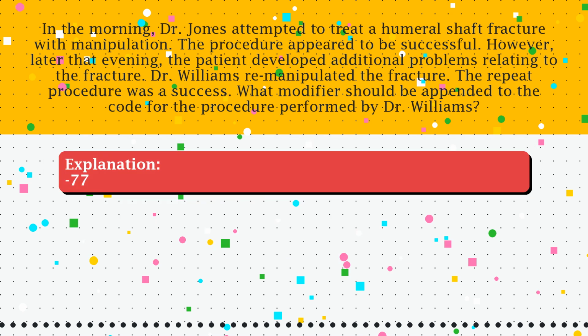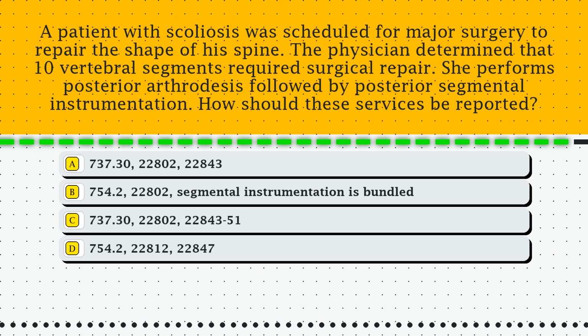Question 51. A patient with scoliosis was scheduled for major surgery to repair the shape of his spine. The physician determined that 10 vertebral segments required surgical repair. She performs posterior arthrodesis followed by posterior segmental instrumentation. How should these services be reported?